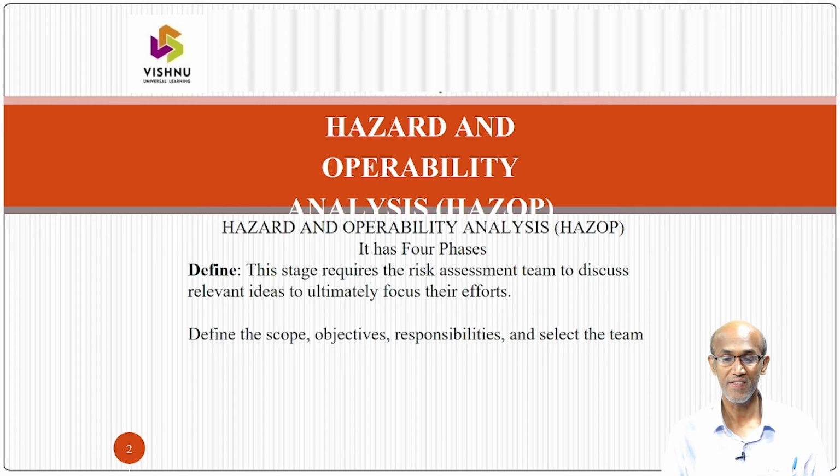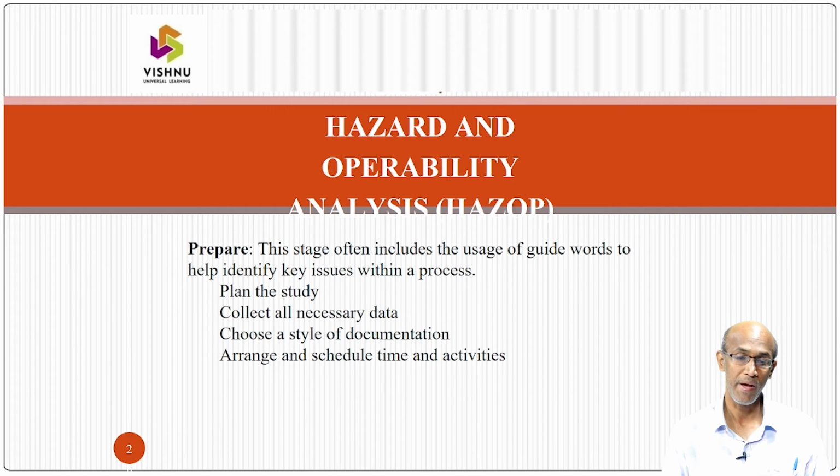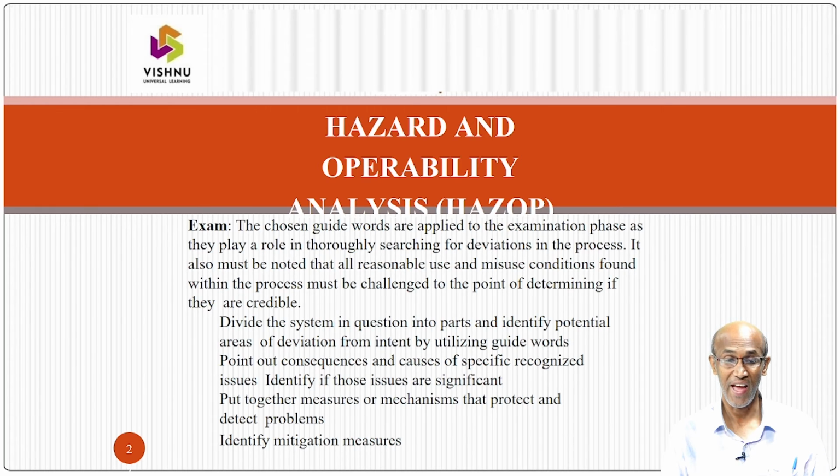Hazard and operability studies analysis. It has 4 phases. Define, first one. This stage requires the risk assessment team to discuss relevant ideas to ultimately focus on their efforts, define the scope, objectives, responsibilities, and select the team. Next one is prepare. This stage often includes the usage of guide words to help identify key issues within the process. Plan the study, collect all the necessary data, choose a style of documentation, arrange and schedule time and activities. Exam.